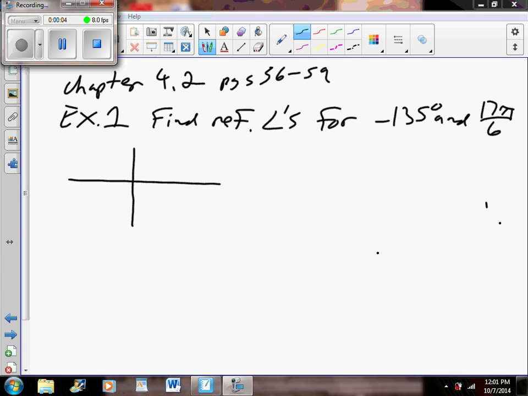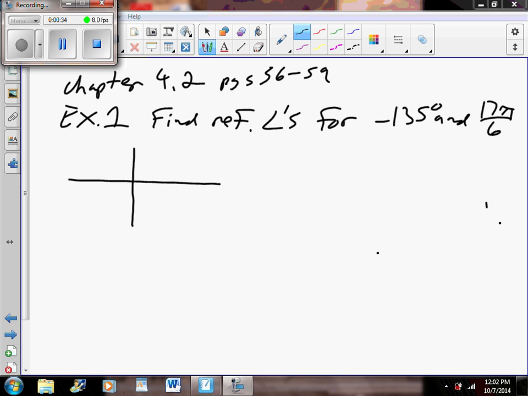All right, so we're going over section 4.2 today. Example 1. We've already gone over a lot of this information yesterday when we went over 4.1. So 4.2, we're finding reference angles right now for negative 135 degrees and 17 pi over 6 radians. Now, there's some formulas in the book that you can use to find the reference angles.